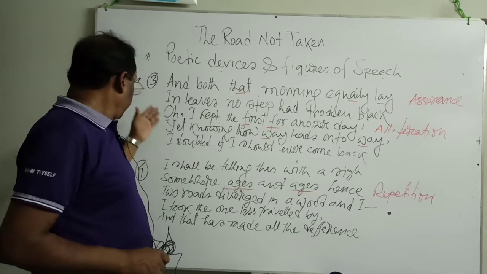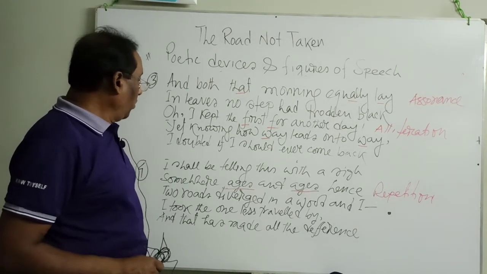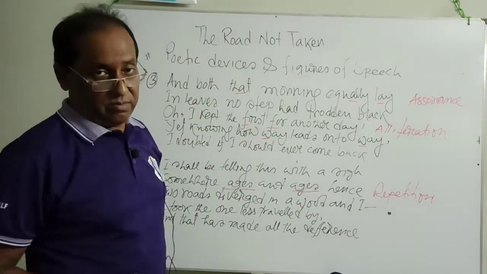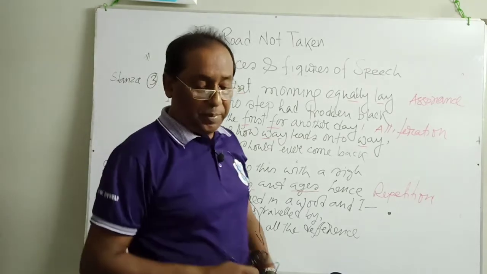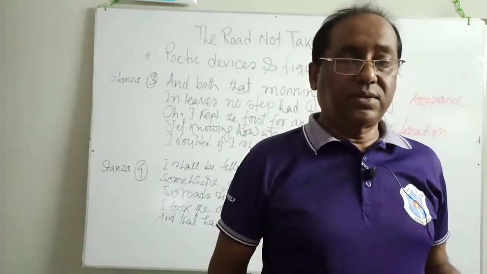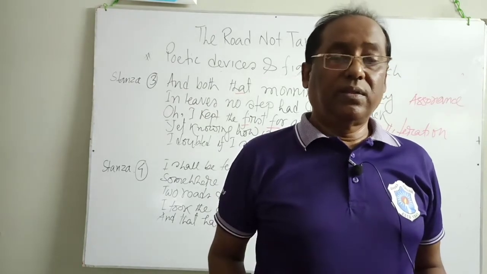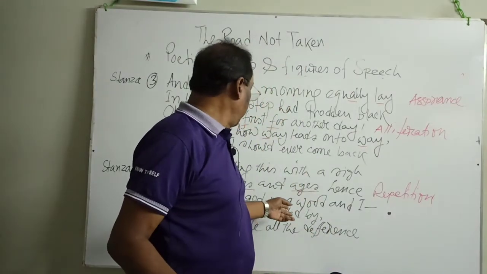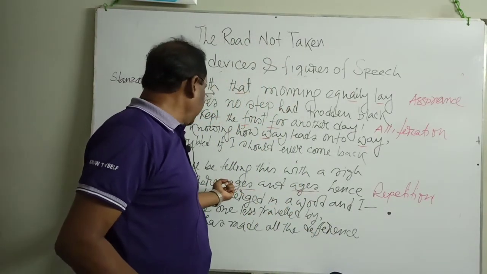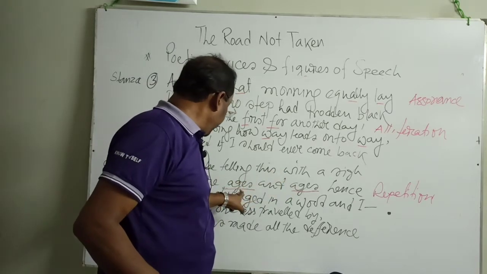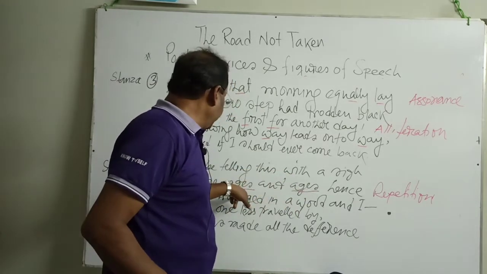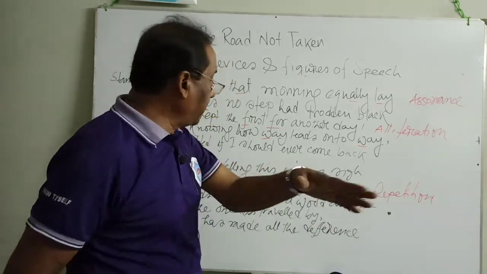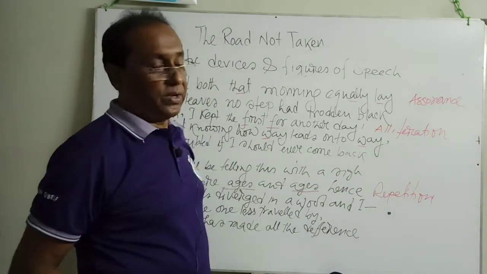In the last stanza, we again find another poetic device which is called repetition. What is repetition? Repetition means to repeat the same words or phrases. As for example, ages and ages. Ages and ages. So ages is repeated side by side, and this is called another poetic device named repetition.